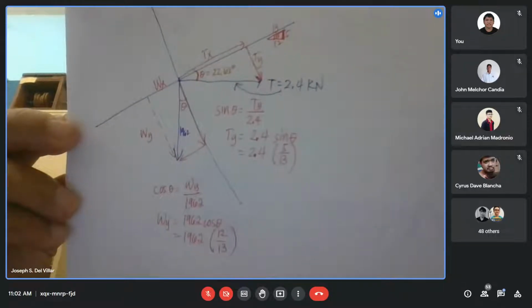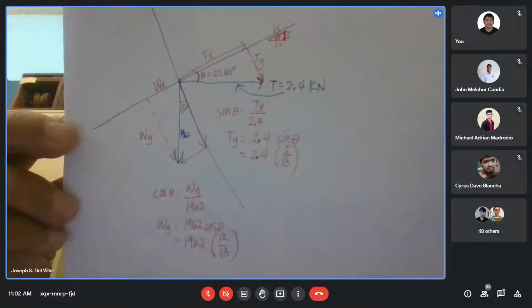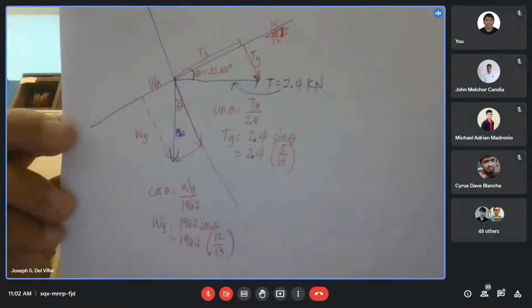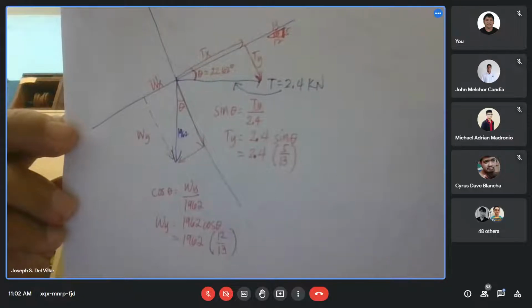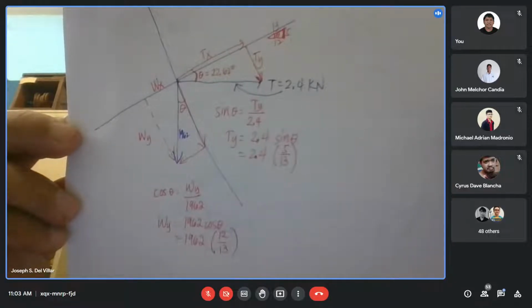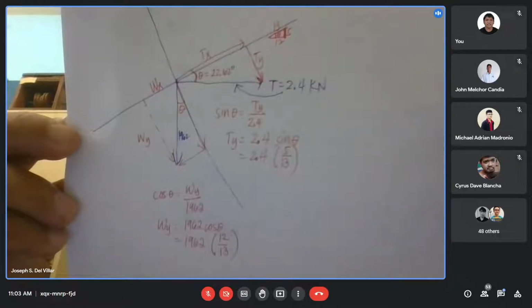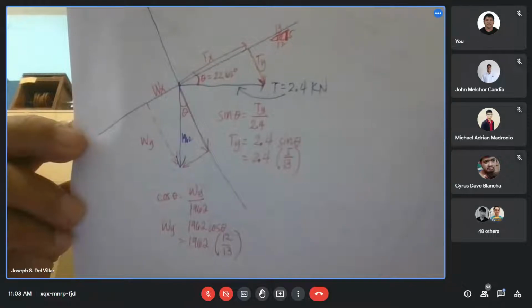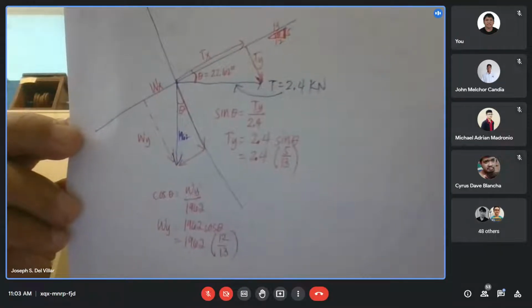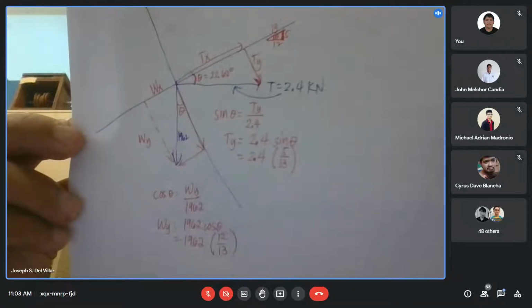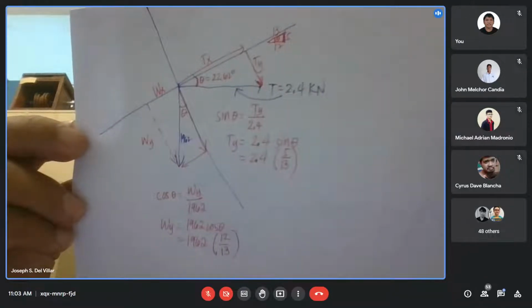Okay? So meron kasi siyang ty tsaka tx. Yung ty, yun yung kailangan natin. Kasi yun yung component ng tension that is parallel to the vertical axis. Okay? Parallel siya with the force P. Kaya dapat lahat ng line of action ng force na naka line up kay P, yun yung isa-summation natin. Yung tension is horizontal. So we need to get its y component.